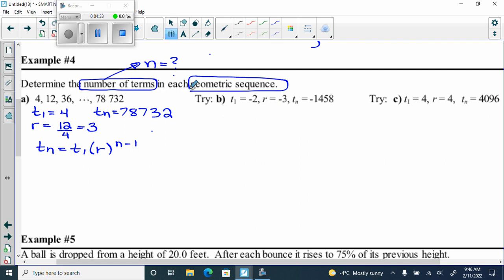Okay, let's fill it in. So we get 78,732 equals 4 times 3 to the n minus 1. And what must you stop yourself from doing? The 4 and the 3 together. Do not put them together. That is illegal in all states, territories, provinces, European countries, Antarctica, all places. So what are we going to do? Instead of multiplying those together, which is illegal, what can we do? Divide the 4 over.